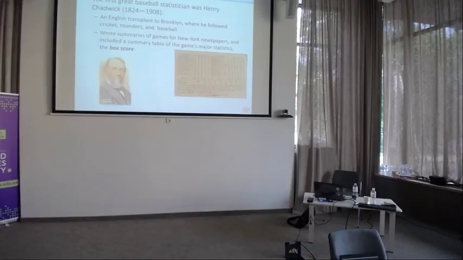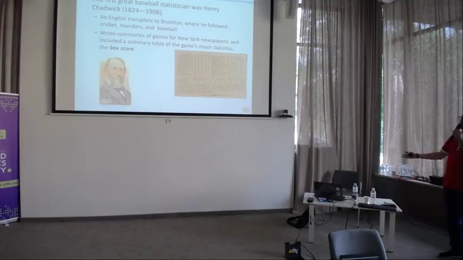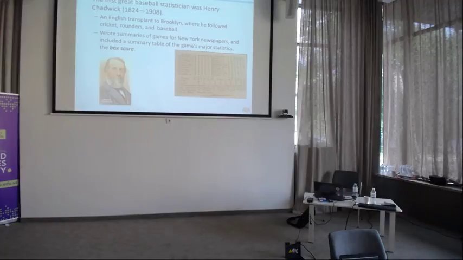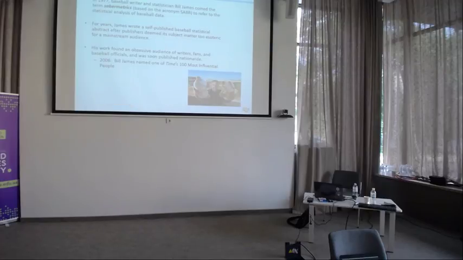Now, the first person who started to bring analytics into baseball and sports as well was a man named Henry Chadwick. He's the first man who started to collect data called the box score. A box score is information about how the game has ended, like in baseball, how many runs were created, how many runs were allowed, what was the final score, who won, and so on. So this is how analytics started in baseball.